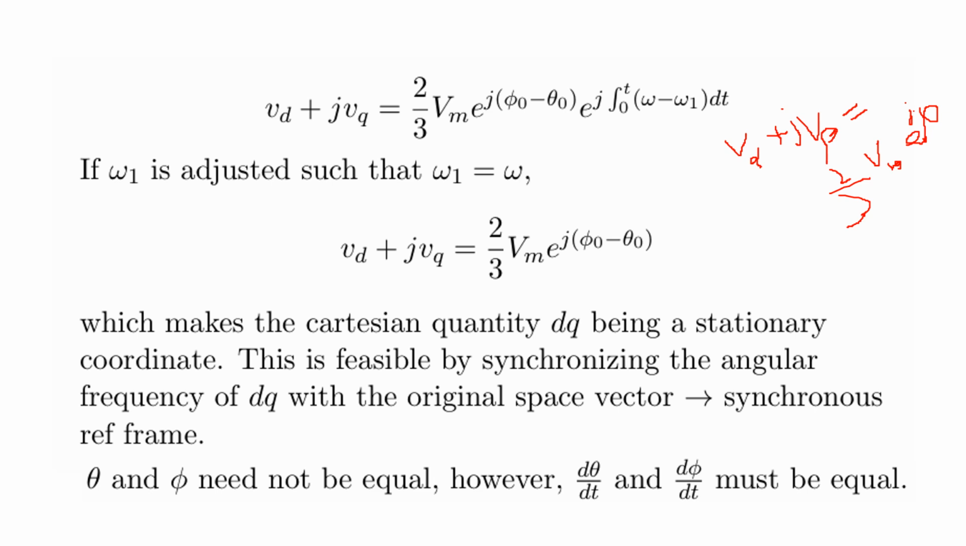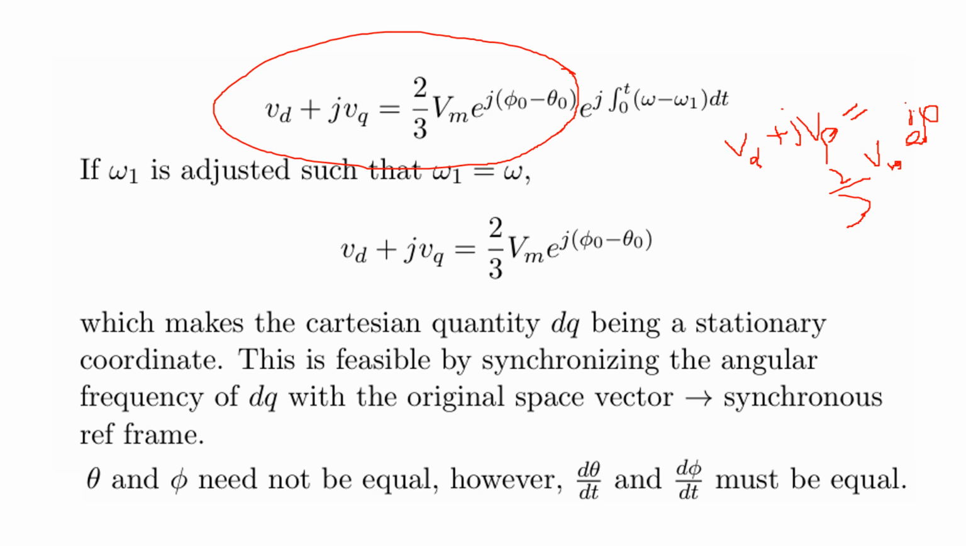If you make omega equal to omega 1, if you adjust using your control strategy or PLL, these phasors are the same, then we can achieve this part as 1. So this becomes a simple quantity which is not varying with respect to time. Means this Vd plus jVq you can control very easily, as this is independent of time, which makes the Cartesian quantity dq a stationary coordinate. This is feasible by synchronizing the angular frequency of dq with the original space vector in the synchronous frame.